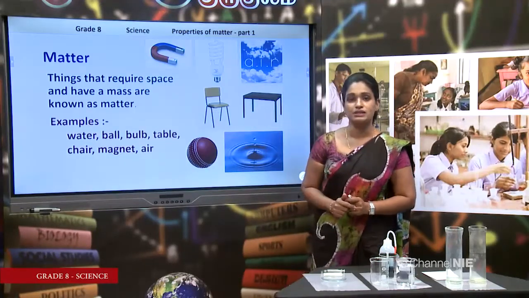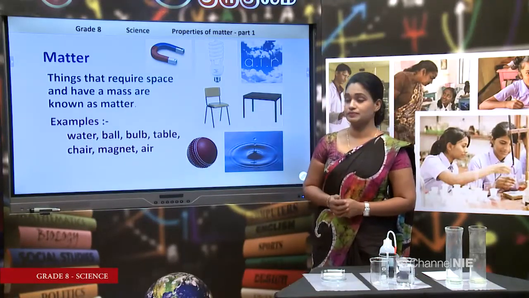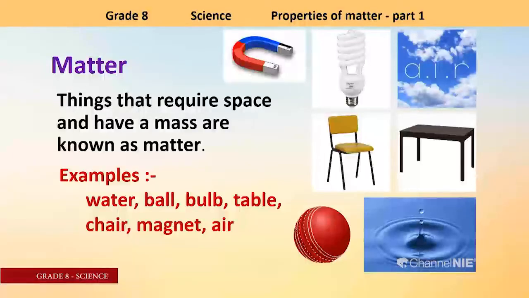Here you can see the definition of matter. Things that require space and have a mass are known as matter. You can see the examples: water, ball, bulb, table, chair, magnet and air.